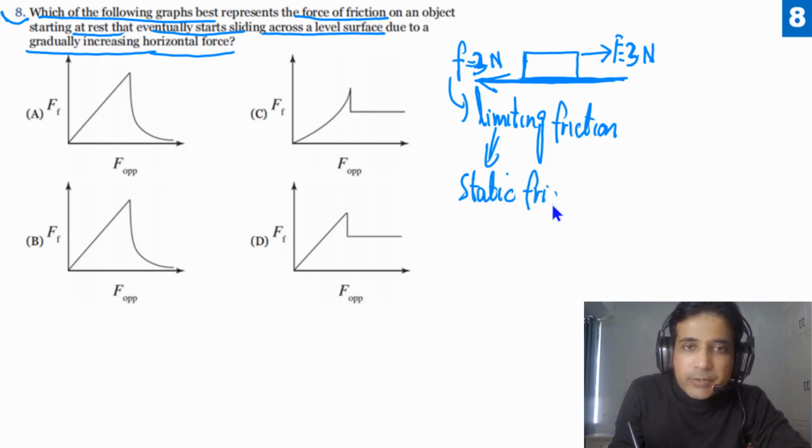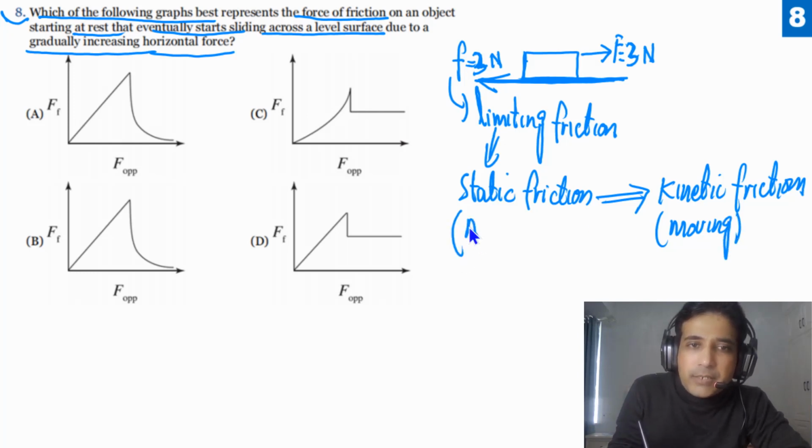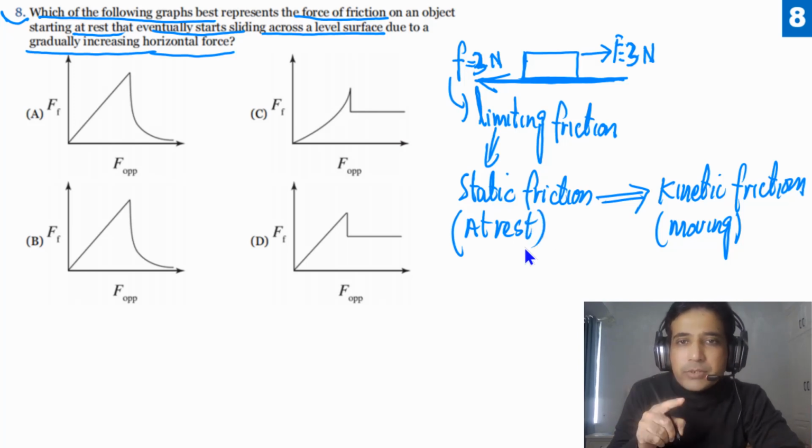Kinetic friction when the block is moving, static when the block is at rest. So we can say that when the block is moving, the friction is kinetic. When it is at rest, the friction is static. And static friction is greater than kinetic, meaning the limiting friction is greater than kinetic friction. So this knowledge you need to answer this problem.